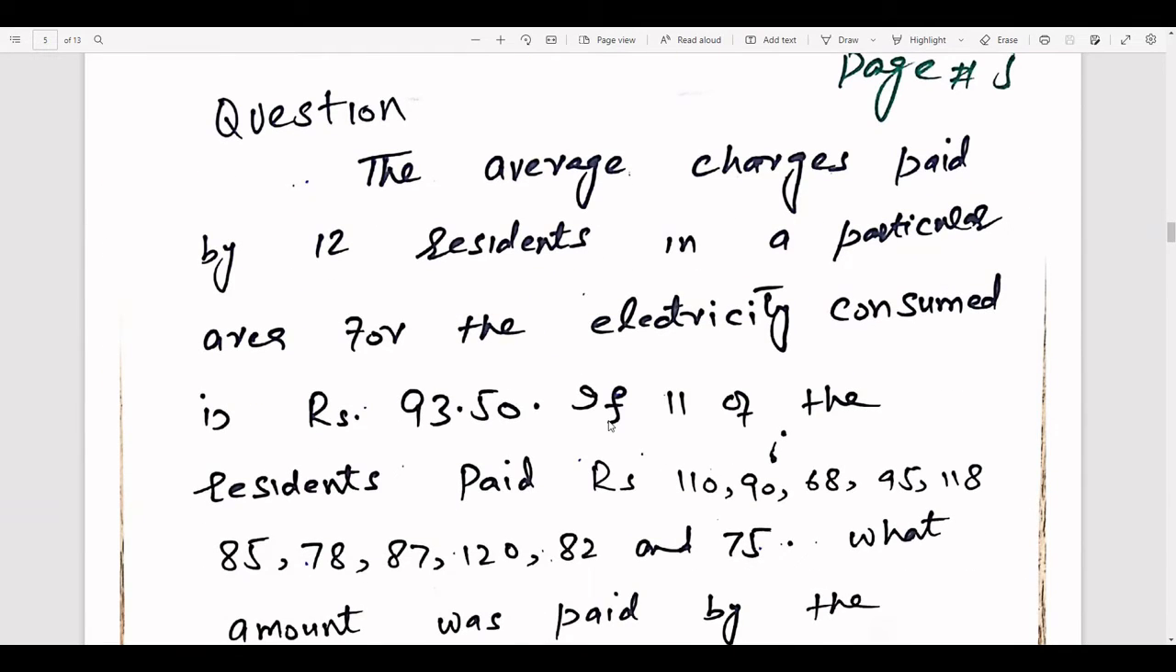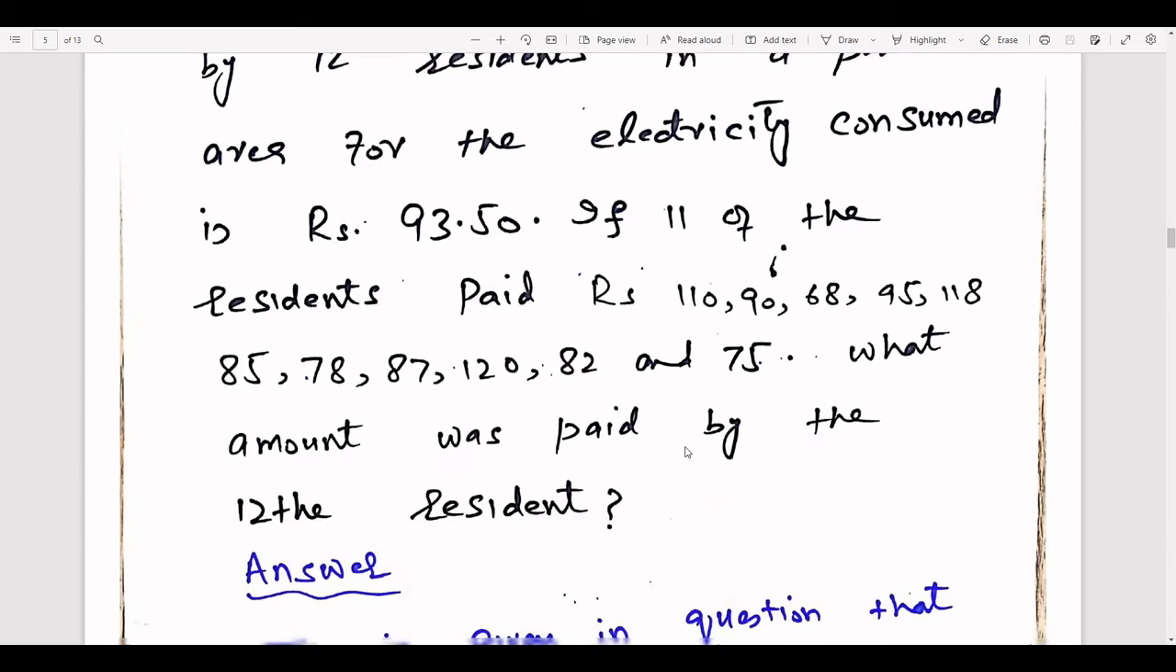Next question: the average charges paid by 12 residents in a particular area for the electricity consumed is 93.50. So 12 households are residents, and this is the mean electricity bill paid by the 12 residents, which is 93.50. On average each resident pays a bill of 93.50.